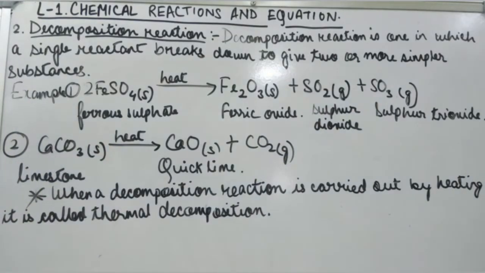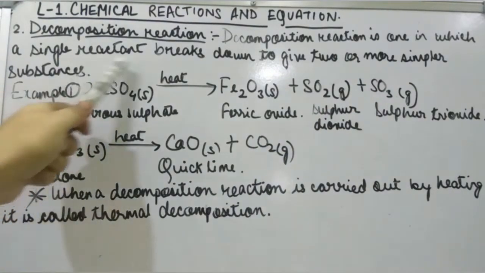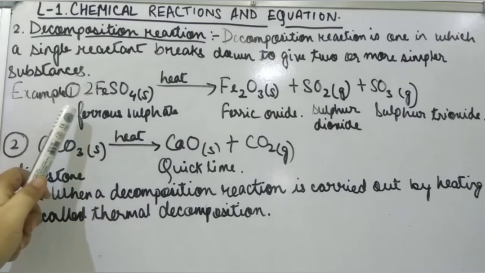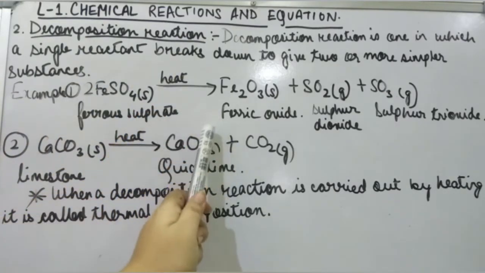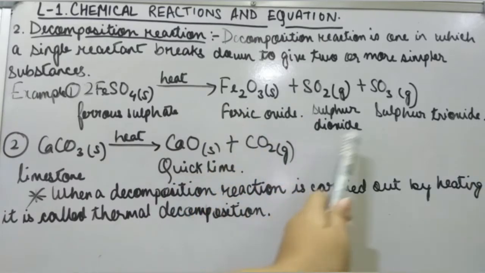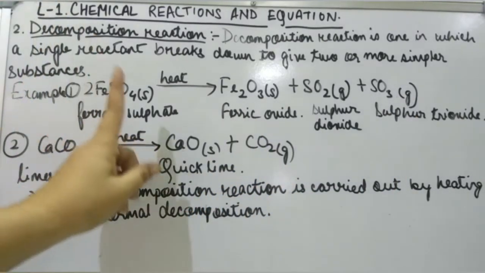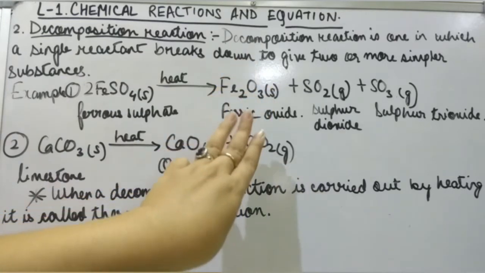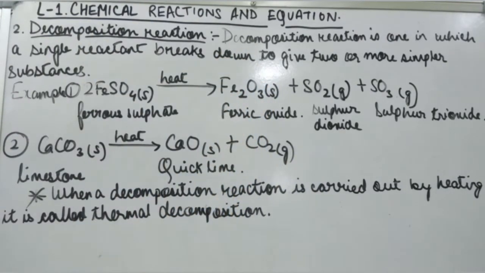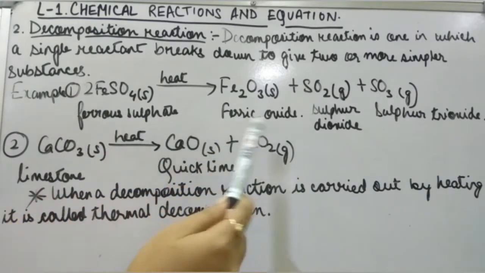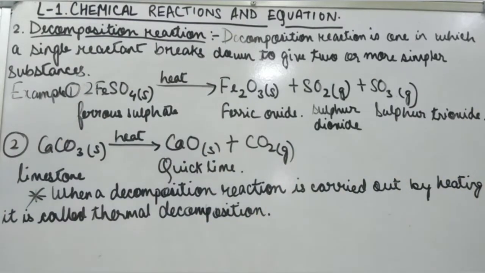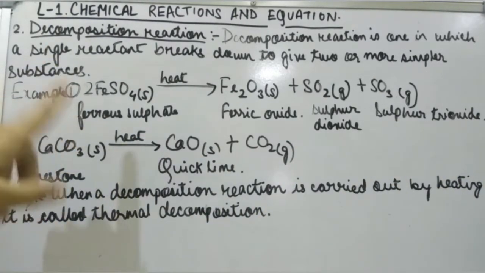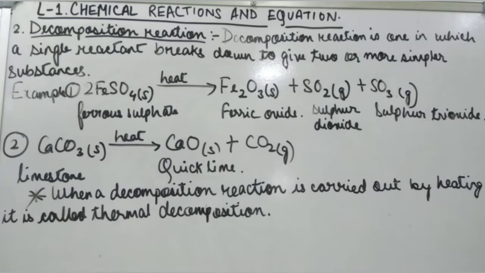The first example that I have shown is 2FeSO4, that is one single reactant. When it is heated, it gives Fe2O3 plus SO2 plus SO3. So one reactant breaks into three products. Ferrous sulfate gives us ferric oxide plus sulfur dioxide plus sulfur trioxide. This kind of reaction is called decomposition reaction.